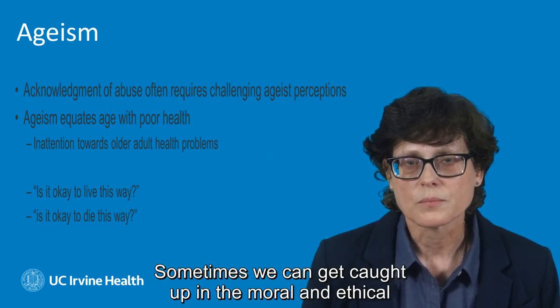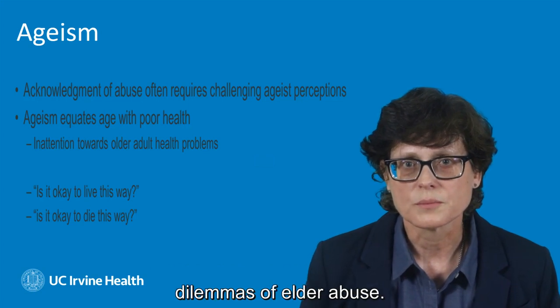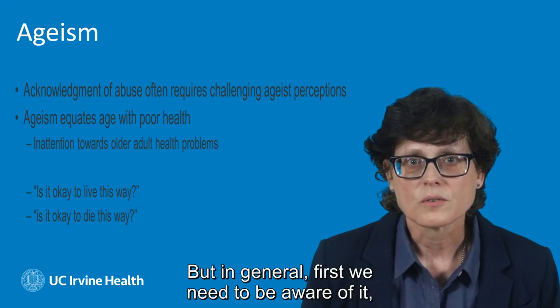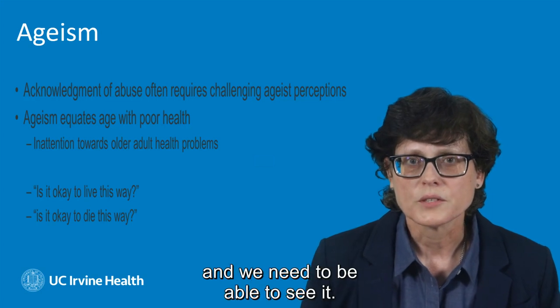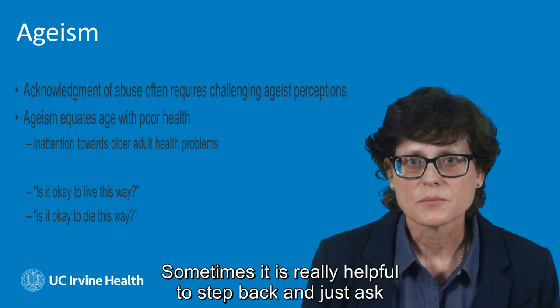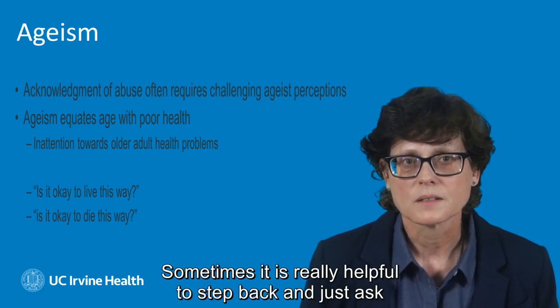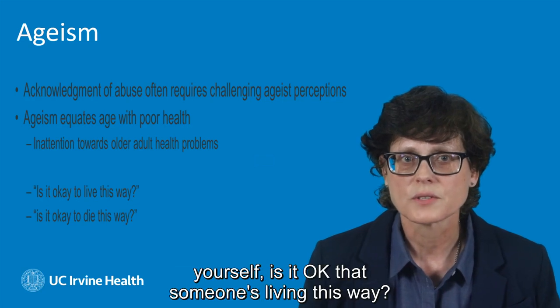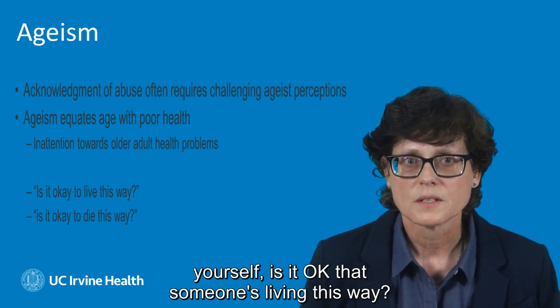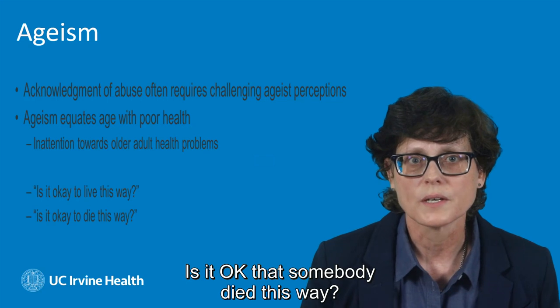Sometimes we can get caught up in the moral and ethical dilemmas of elder abuse. But in general, first we need to be aware of it and we need to be able to see it. Sometimes it is really helpful to step back and just ask yourself, is it okay that someone's living this way? Is it okay that somebody died this way?